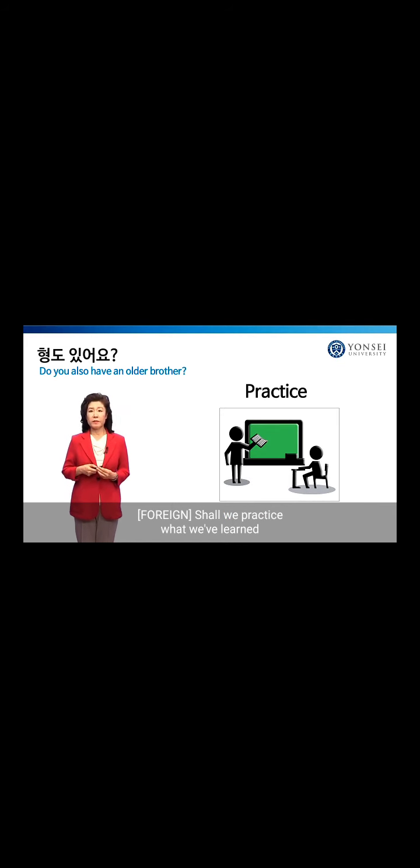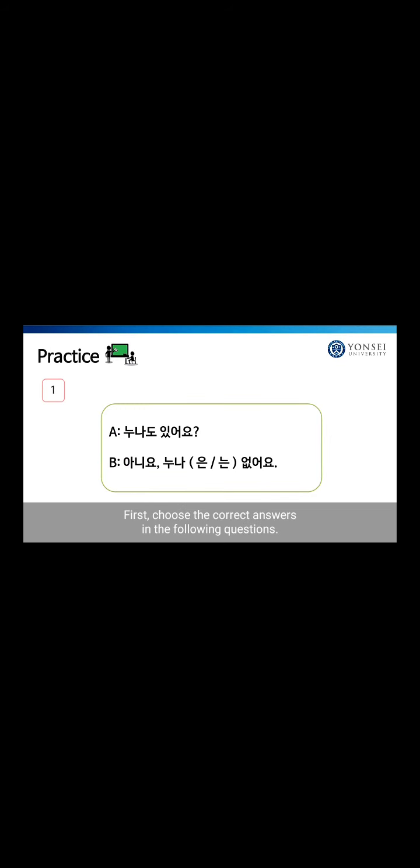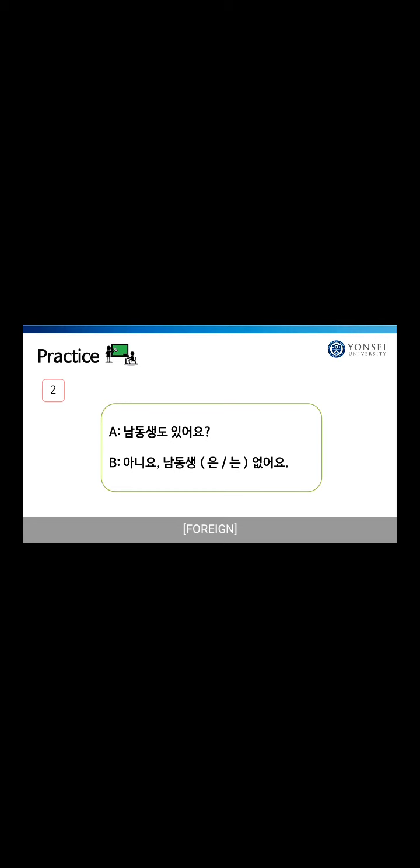Shall we practice what we've learned? First, choose the correct answers in the following questions. 누나도 있어요? Which means, do you also have an older sister? 아니요, 누나는 없어요. Which means probably or not, he or she has no older sister, but other siblings. 남동생도 있어요? Which means, do you also have a younger brother? 아니요, 남동생은 없어요. No, I have no younger brother.